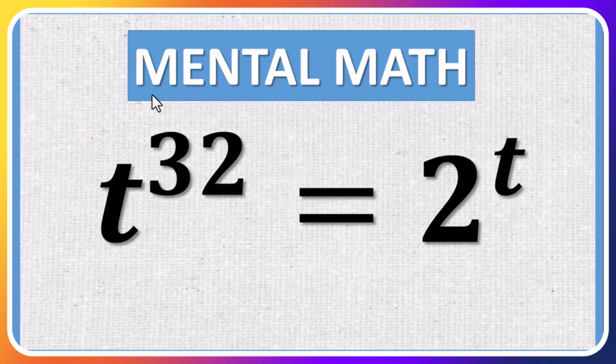The exponential equation: t raised to the power 32 equals 2 raised to the power t. Let's delve right into this.